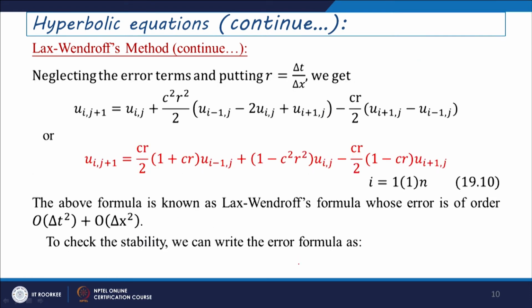And if we neglect these error terms by putting r equals del t by del x, we can obtain this expansion: u(i, j+1) equals u(i, j) plus c square r square by 2 into u(i-1, j) minus 2 u(i, j) plus u(i+1, j), minus c r by 2 times u(i+1, j) minus u(i-1, j). Since we want to calculate these terms in the next time step, we separate the term j plus 1 on the left hand side and keep the remaining terms on the right hand side, since u(i, j) is also appearing in the middle of these terms.